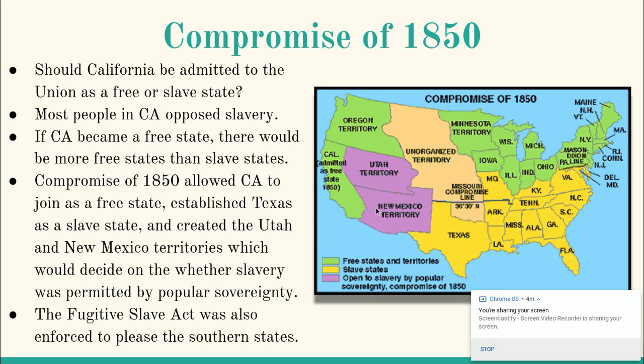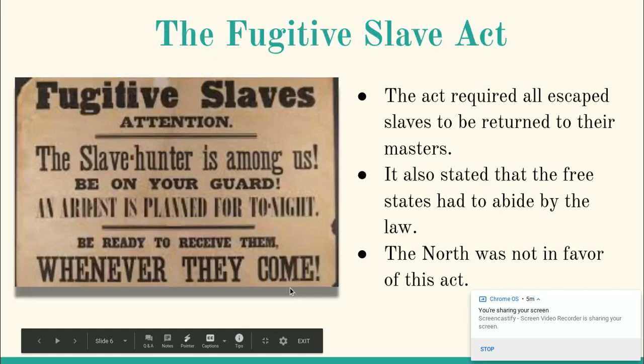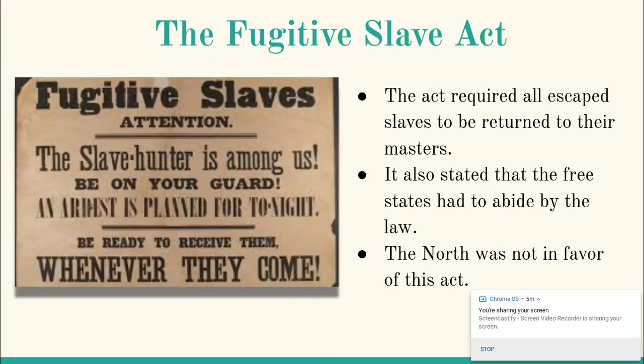And the Fugitive Slave Act, which we'll talk about in a minute, was also enforced to please the southern states. So as you can see, the Compromise of 1850 tried to settle the dispute by letting California join as a free state, Texas as a slave state, and we're going to talk about the Fugitive Slave Act in a second. All right, the Fugitive Slave Act. This act required that all escaped slaves were to be returned to their masters. So this was part of the Compromise of 1850.